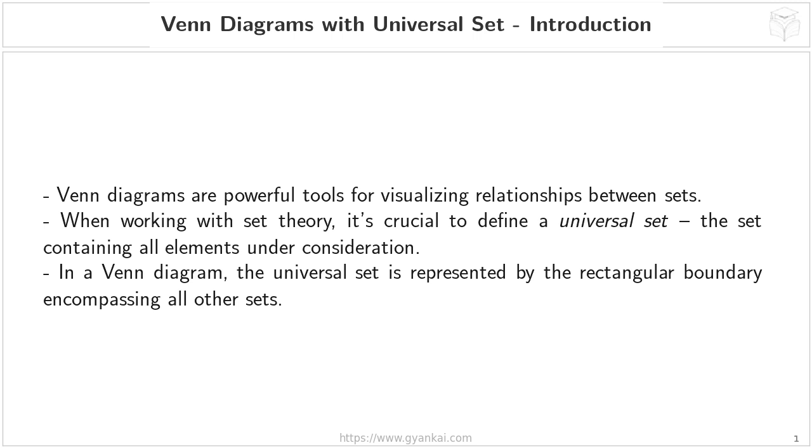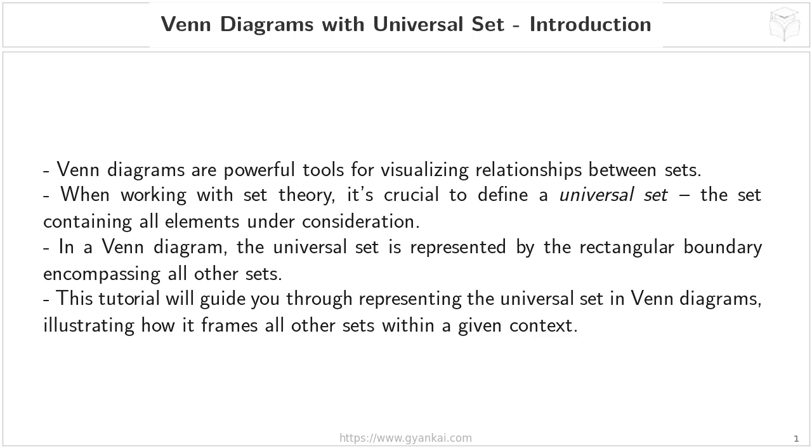This is where the diagram comes in. We show this everything, the universal set, with a rectangle. And inside that rectangle, we'll draw circles to represent the individual sets, the specific groups we're comparing. The rectangle acts like a border, showing us the limits of our discussion.